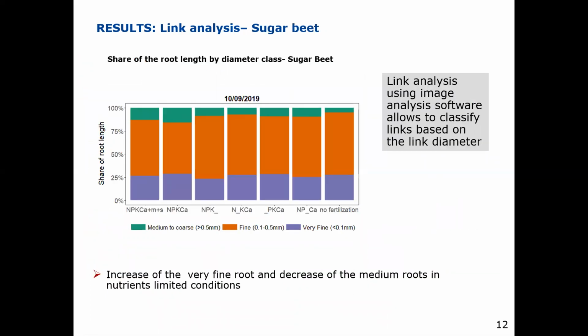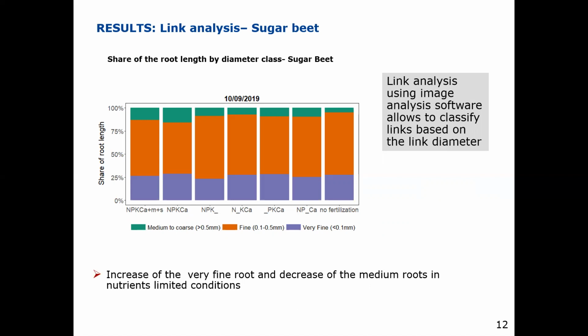An advanced level of the morphology analysis constitutes the link analysis. It represents the study of each link, which is the root part between 2 forks or between a fork and the tip, regarding the morphology and also regarding the basic connectivity. The link analysis delivers many root parameters, as for example the root length, the average diameter, also the projected area and the surface area.